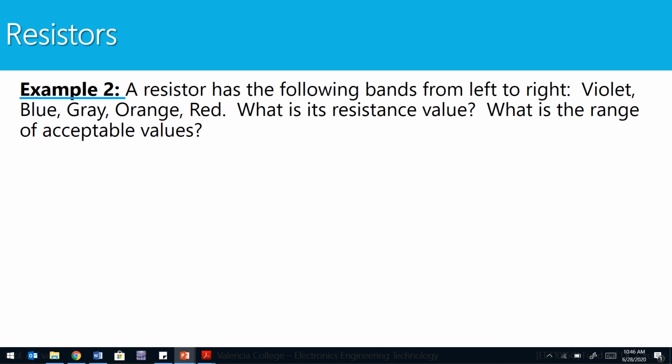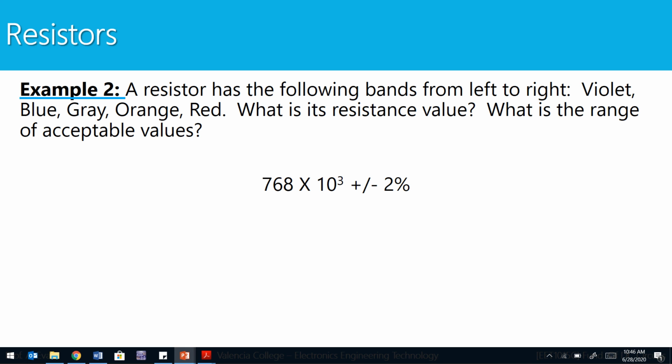Here's our second example. We have a resistor with the following bands: violet, blue, gray, orange, red. What's the resistance and what's the tolerance? Notice you have 5 colors here, so you have a 5-band resistor. So the first 3 colors are your digits, the 4th color is the multiplier, and the 5th color is the tolerance.